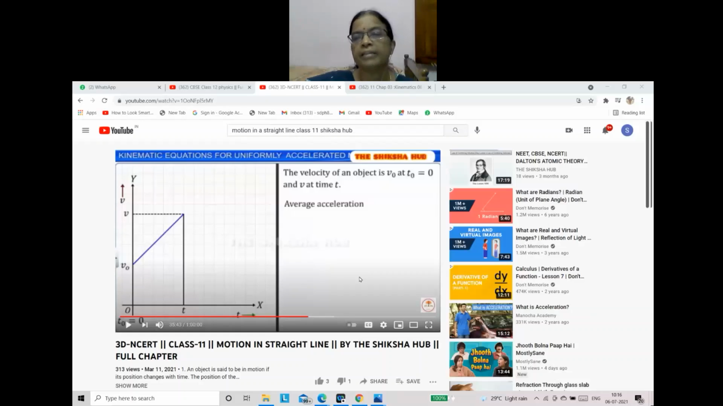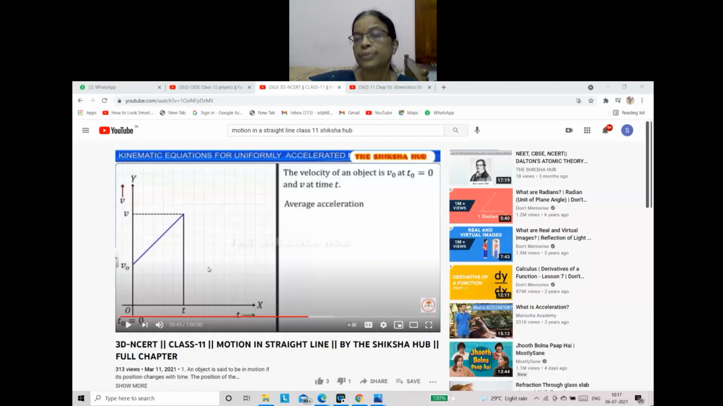Uniform velocity means velocity is not changing. Uniform acceleration, velocity is changing. So it is not a uniform velocity motion. Velocity is increasing uniformly. So what type of motion? Uniformly accelerated motion. Aishwarya got the answer. Okay, so you will be getting the mark.